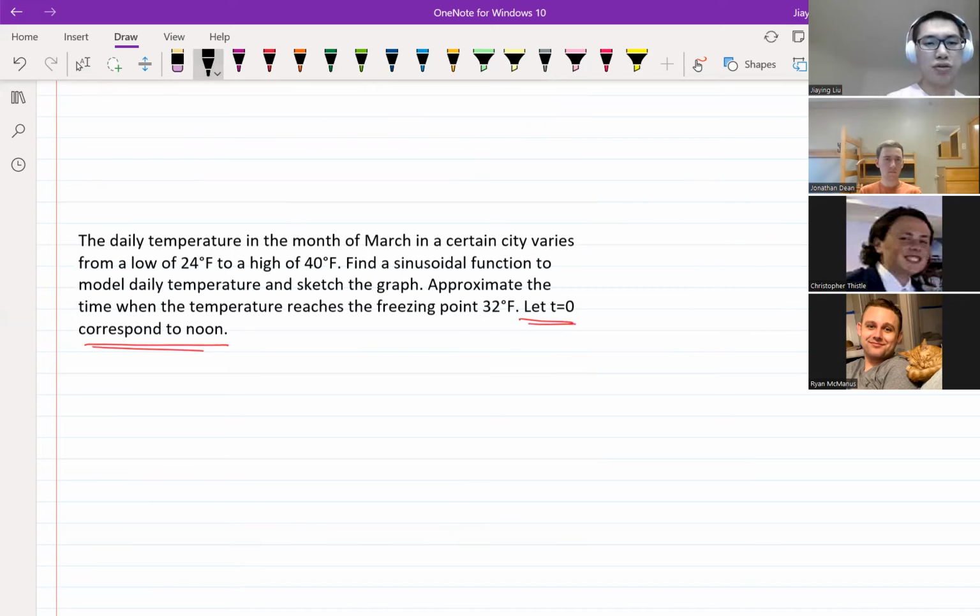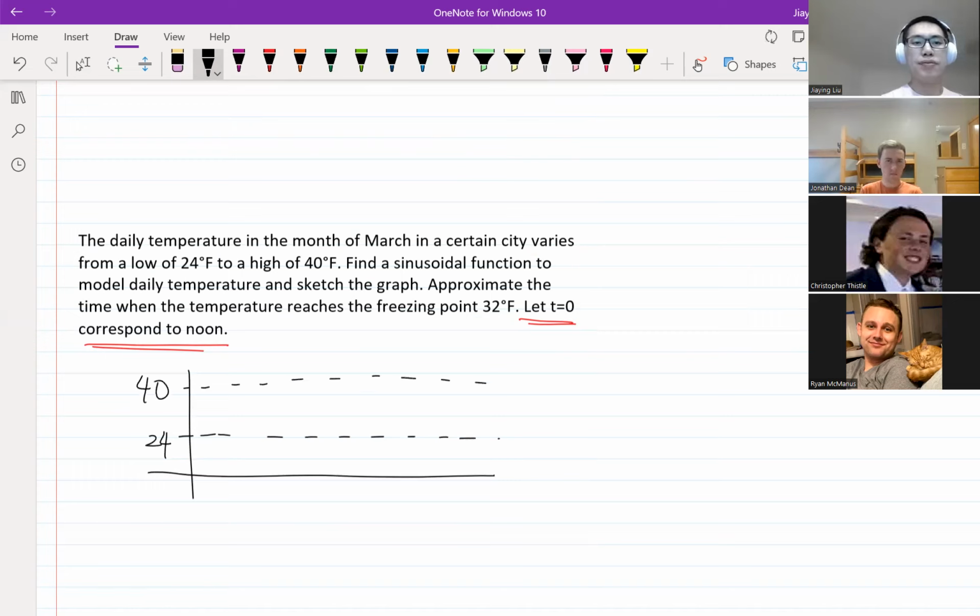So let's sketch a graph first. We know that the lowest is going to be 24, so this is the lowest, 24 degrees. And the highest is going to be 40, so this is the highest, 40. All right. And then it didn't tell us when the lowest happened, when the highest happened, right? So here we just have to use what we know.